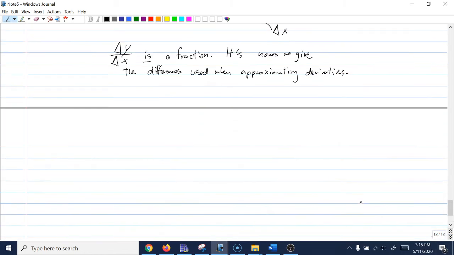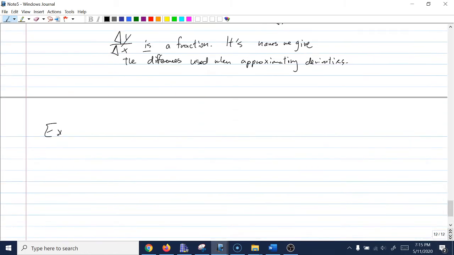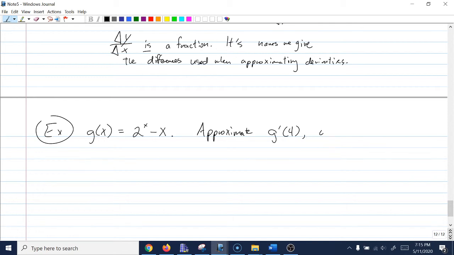One of the ways this will get used is in a problem where someone says g of x is 2 to the x minus x. Approximate g prime of 4 using delta x equals 0.02.